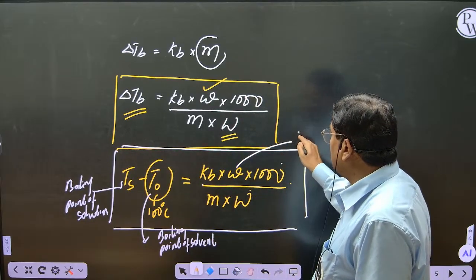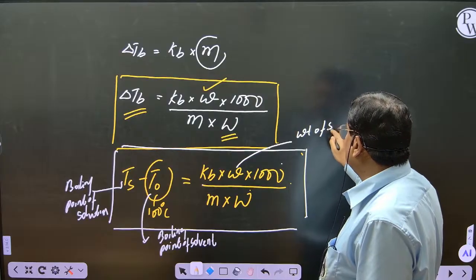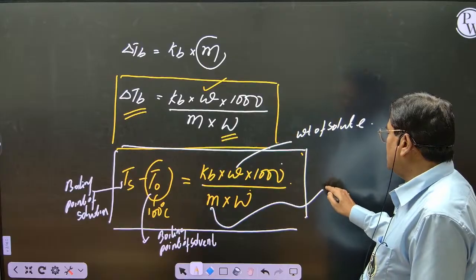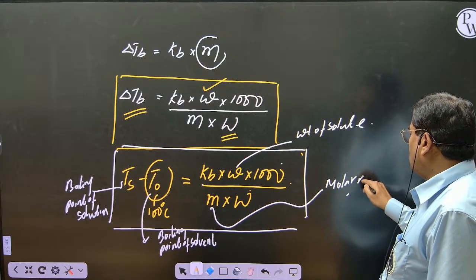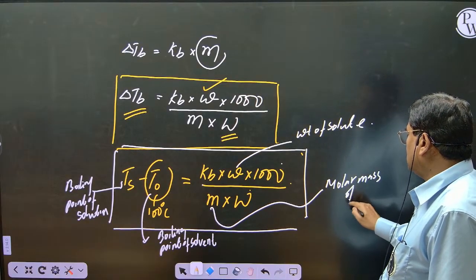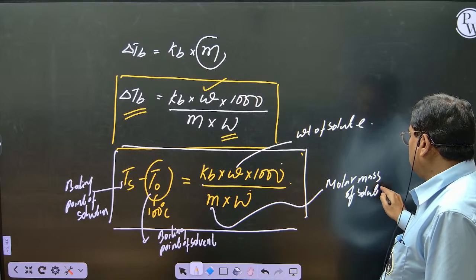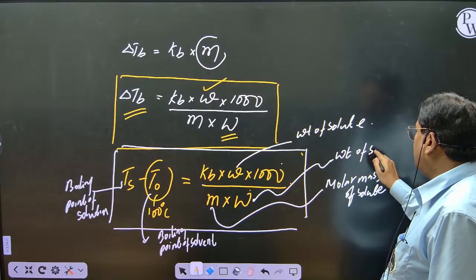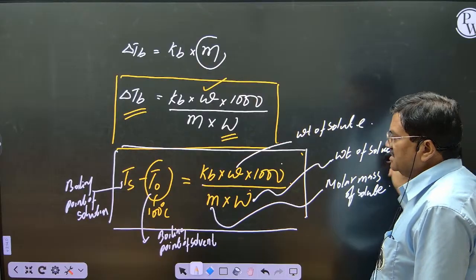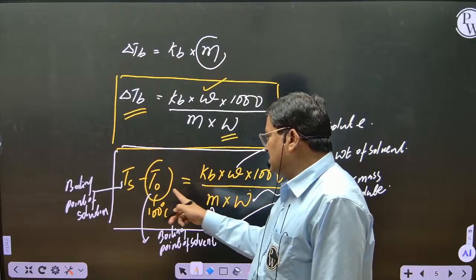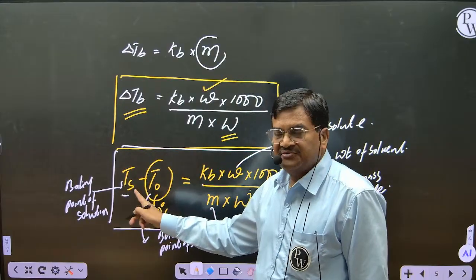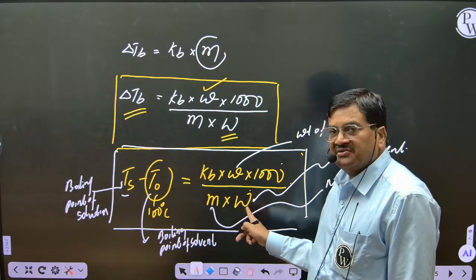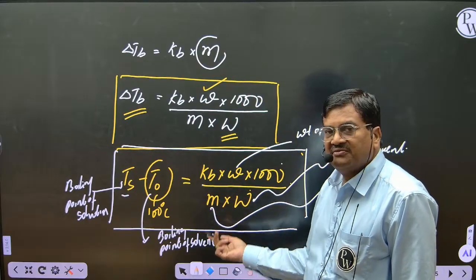What is small w? Weight of solute. What is small m? Molar mass of solute. And what is capital W? Weight of solvent. So in the problem, everything will be given. They will ask you to find, suppose if boiling point of solution is asked, they will give you weight of solute and weight of solvent. Molar mass we can find out from the solute.